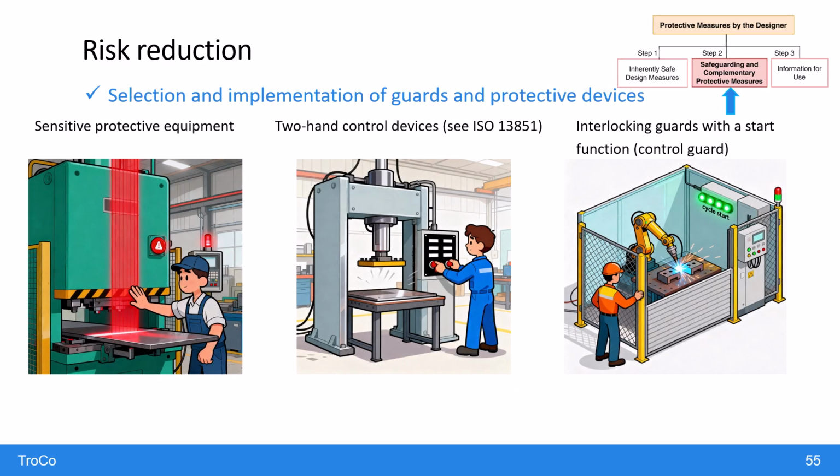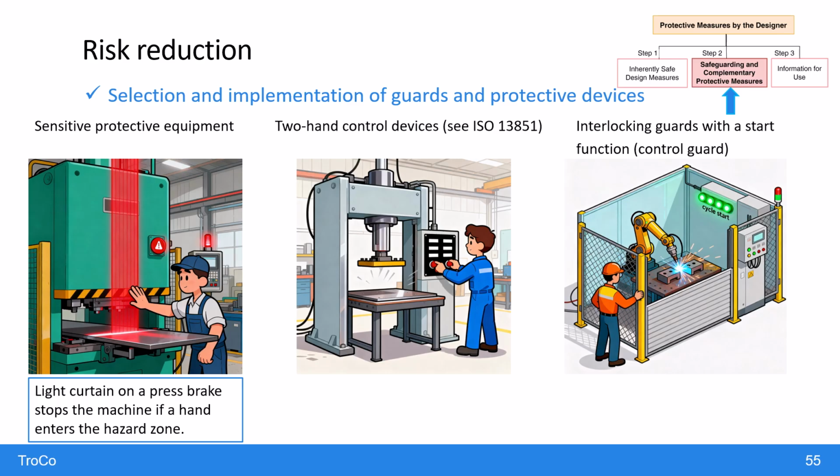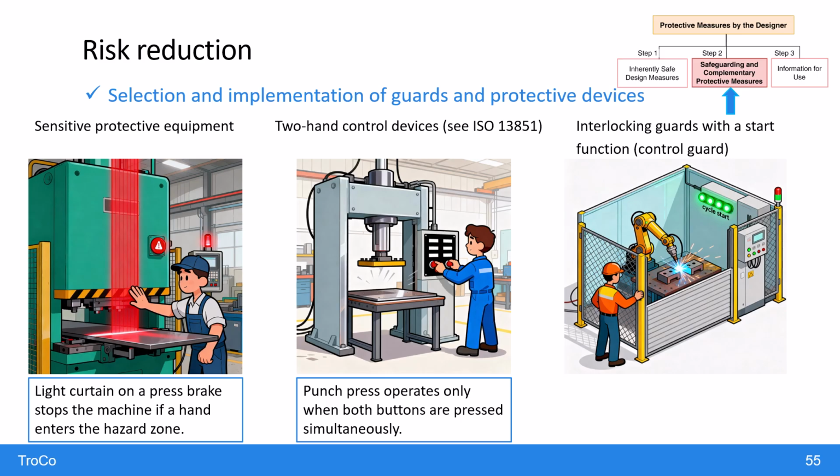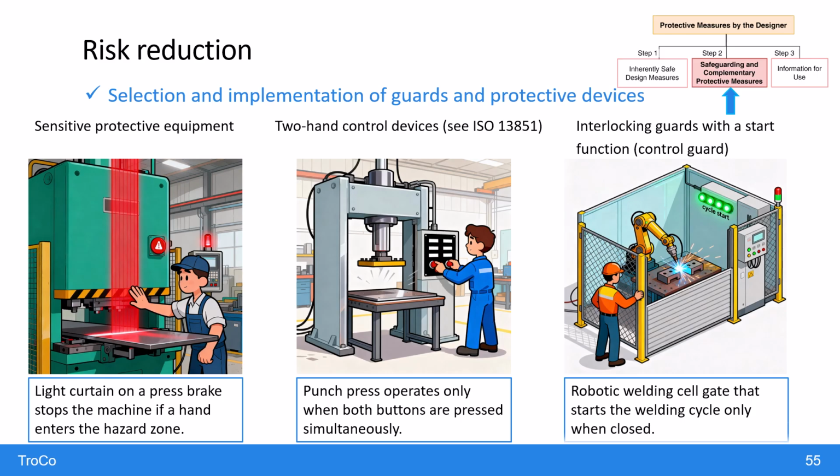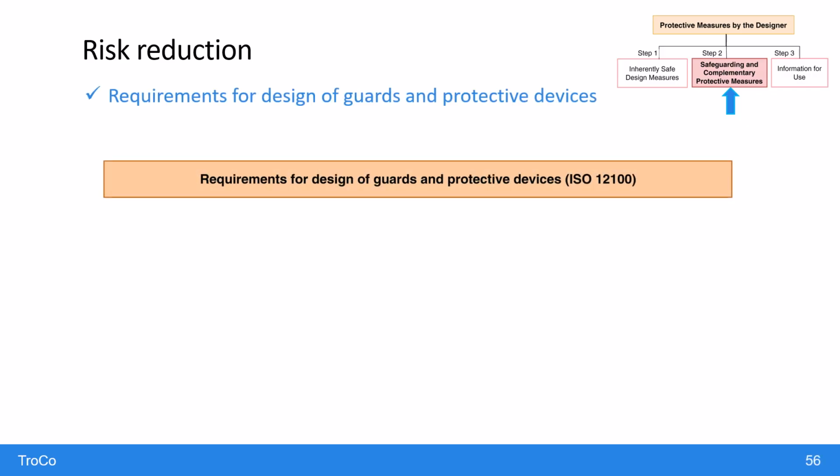Here are more examples of safeguards and protective equipment. Sensitive protective equipment: a press brake with a light curtain. The machine stops immediately if a hand breaks the beam. Two-hand control devices: a punch press requires both buttons to be pressed simultaneously, keeping hands away from the hazard zone. Interlocking guard with start function, also called a control guard. For example, a robotic welding cell with a sliding gate. The cycle starts only after the gate is fully closed and locked.